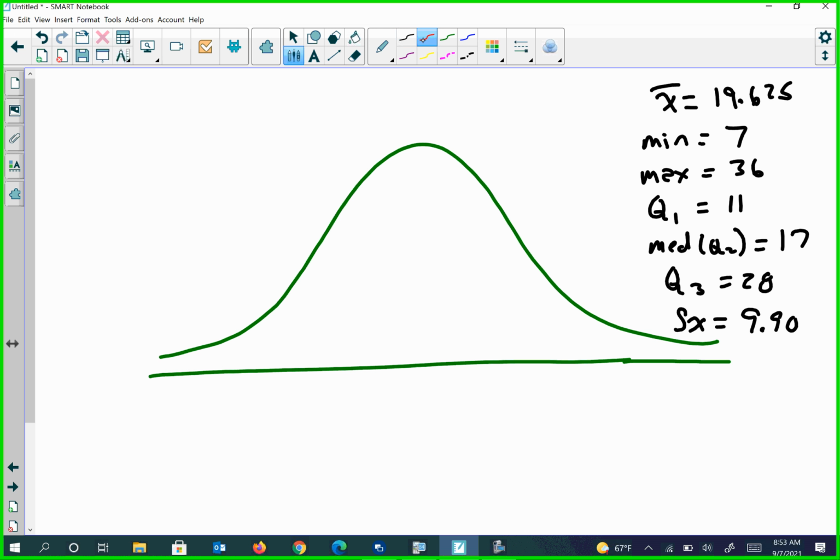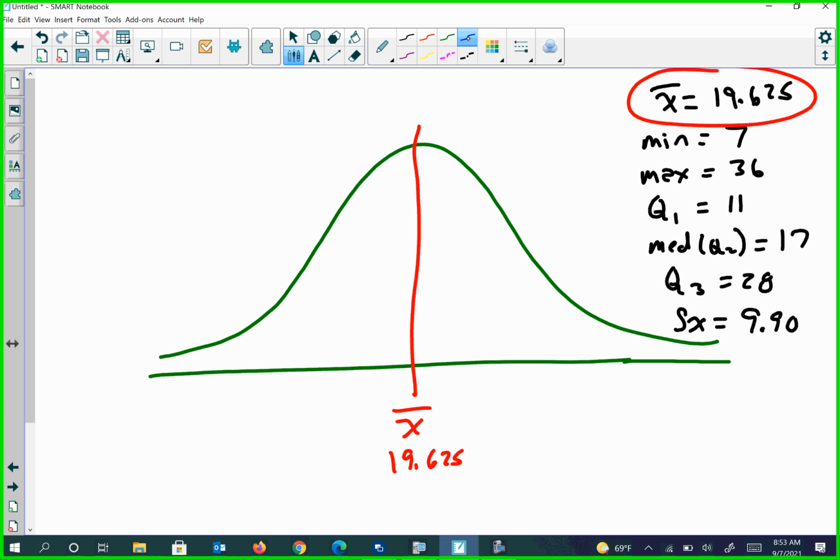So on a normal curve, this is basically our mean, 19.625. Okay. Our median, if we wanted to make this a normal curve, our median is, so that's that information. Our median is 17. 17 is to the left. Agreed?